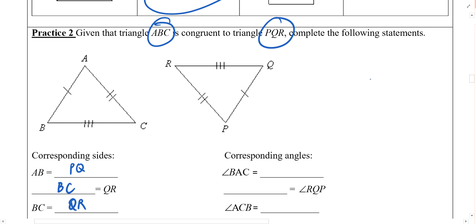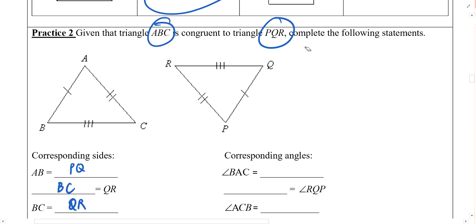Does it make sense? AB over here and PQ, one stroke. Then QR with BC, three strokes. And then it's the same again.